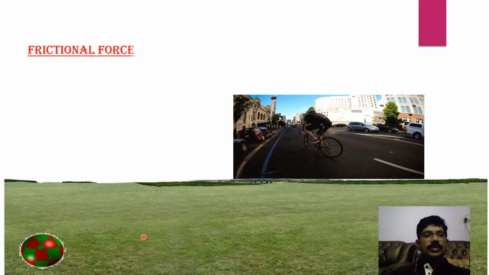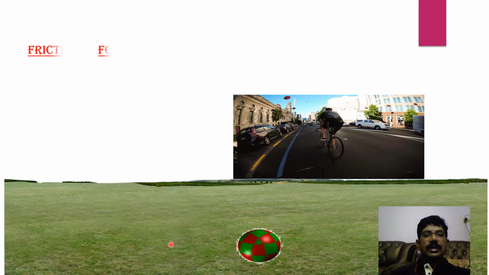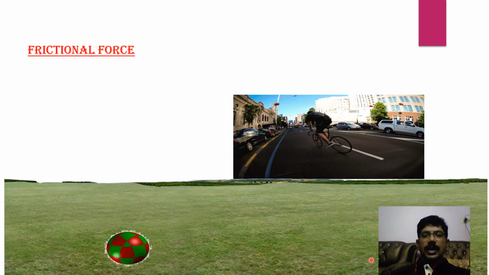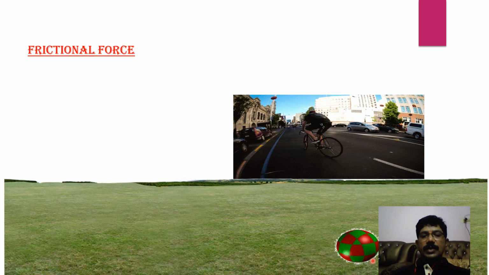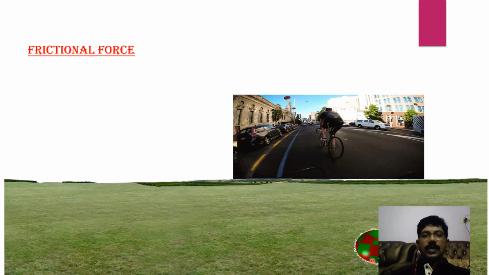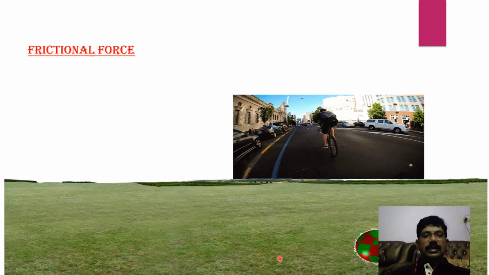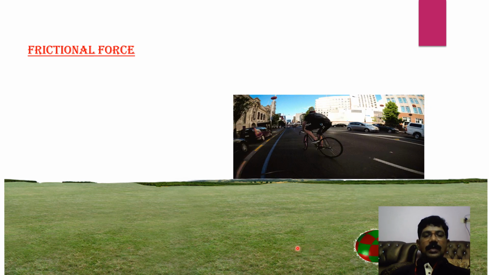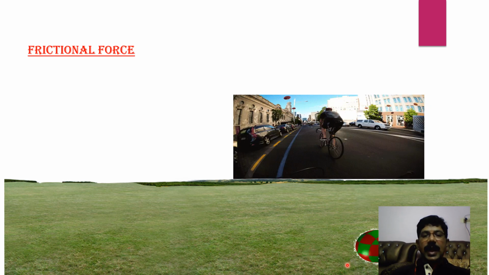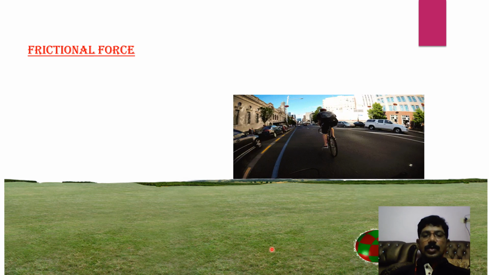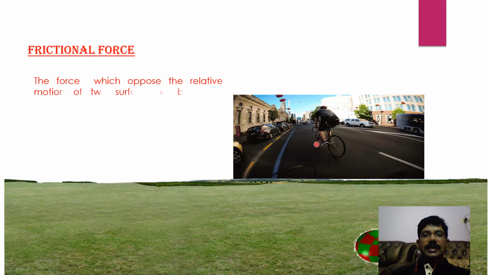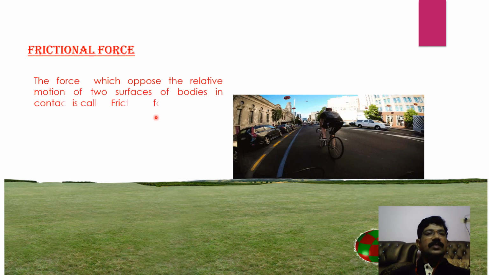Here also, observe this one. The man kicked the ball. After some time, after reaching a certain distance, the ball has stopped. Means the ball came to rest. Why did the ball come to rest? Why has it stopped? Because of a force. It opposes the motion of the body. Here also it opposes the motion of the bicycle. So this force is known as frictional force.